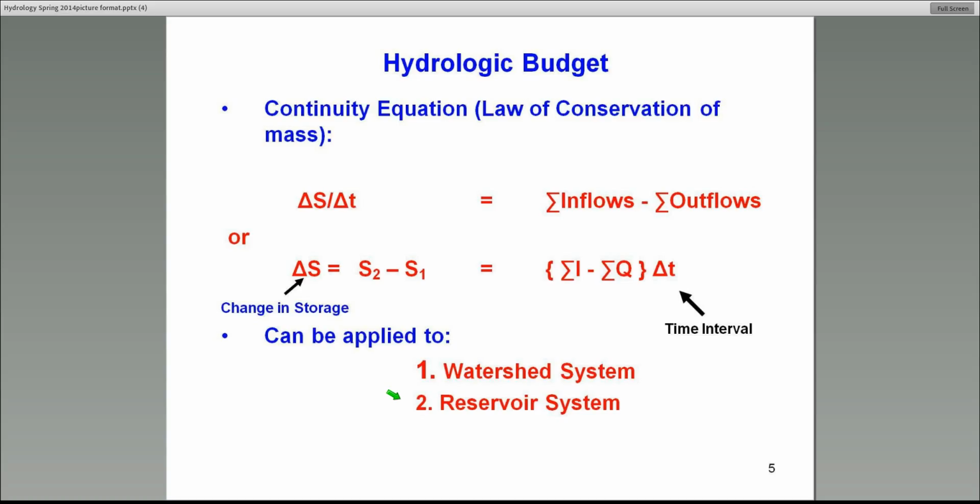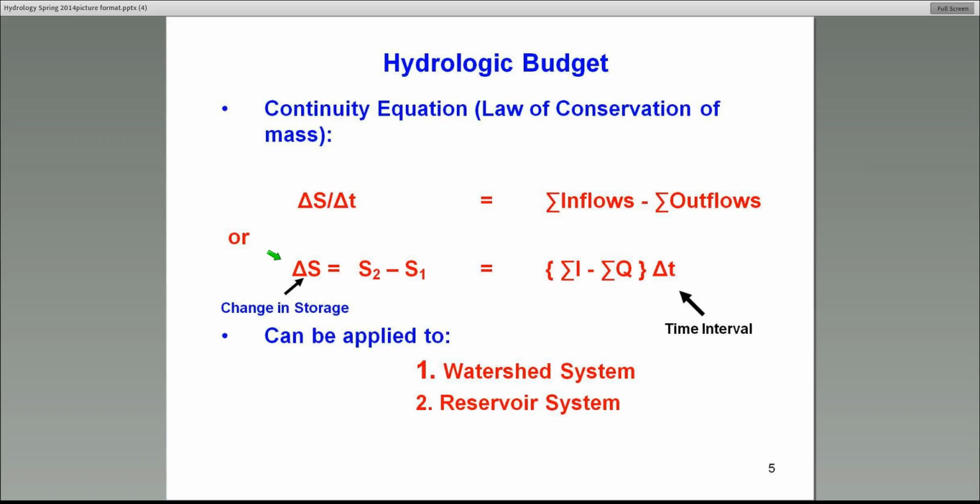But the law of conservation of mass, or so-called equation of continuity, can be written in two forms. The first one is what I call a rate form. A rate of change of storage, which is dS over dt, is equal to inflows minus outflows. Or, on the other hand, a volumetric form, where you multiply throughout by delta t, and you get the change in storage, S2 minus S1, equals the sum of inflows minus outflows. So that makes sense. Obviously, either form can be readily adapted to a watershed system or a reservoir system.